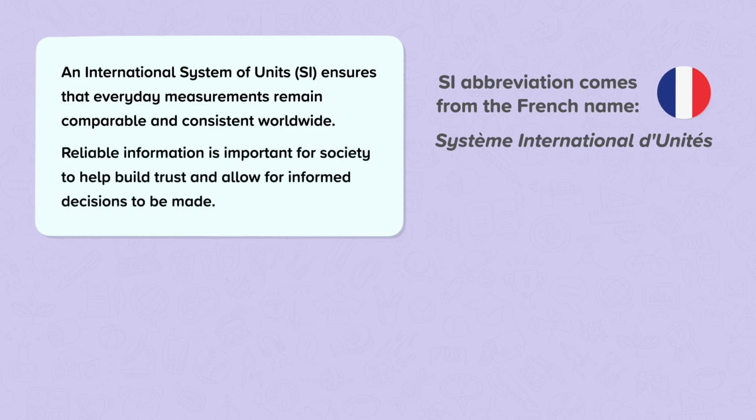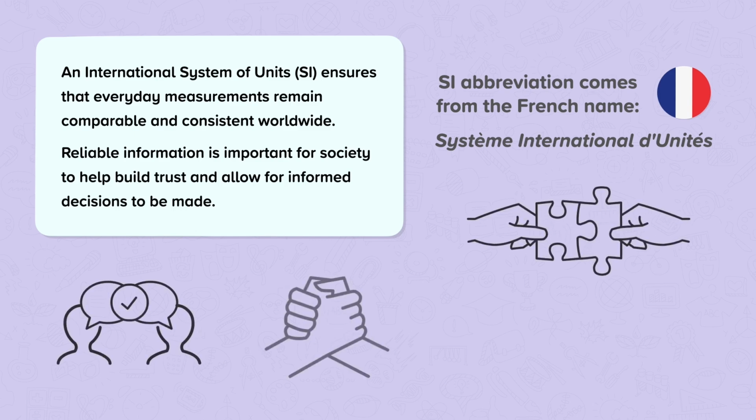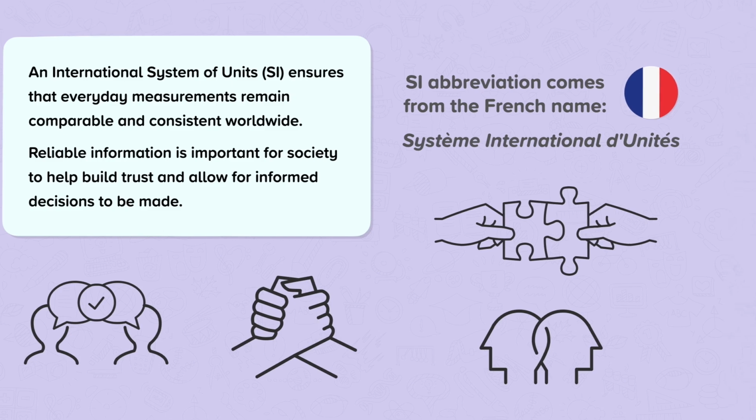Reliable information is important to society to help build trust and allow for informed decisions to be made. For example, when looking at climate change, pollution, or medical information. In the UK, the International System of Base Units are realised at the National Physical Laboratory, the NPL.